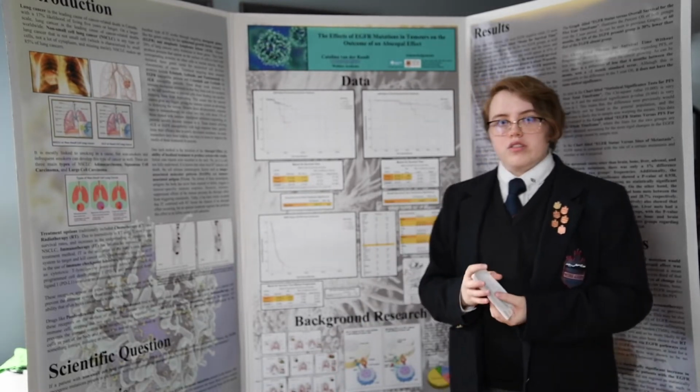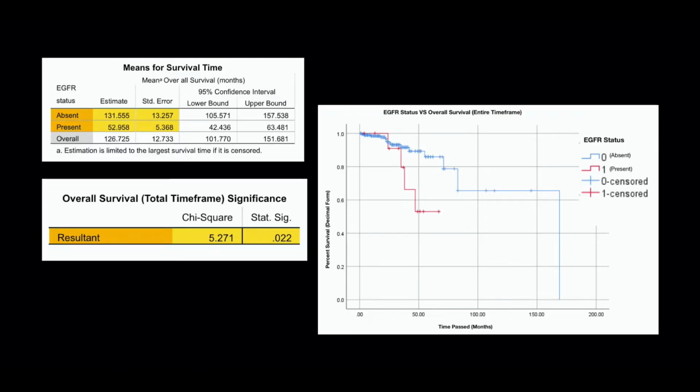First, we'll look at overall survival. As you can see here in this chart, there was a difference of 79 months, or around 6.5 years, between the EGFR positive and the EGFR negative group, with the EGFR positive group having a lower on average overall survival. You can see that here demonstrated in the graph, as the percent overall survival of the EGFR positive group in red decreases at a much faster rate than the EGFR negative group in blue.